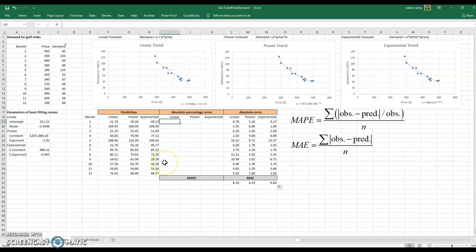Okay, percentage error. We're going to cheat a little bit because I've already figured out part of it, which is the observed minus the predicted, and then I'm going to divide that by the observation. In this case, the observation would be the demand. And just like before, I don't want the column to change, I want everything else to change. So I'll put that in, and it gives me 14.98%.